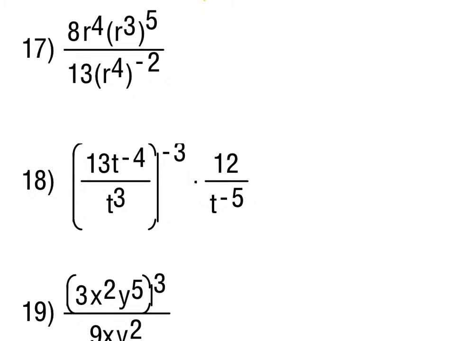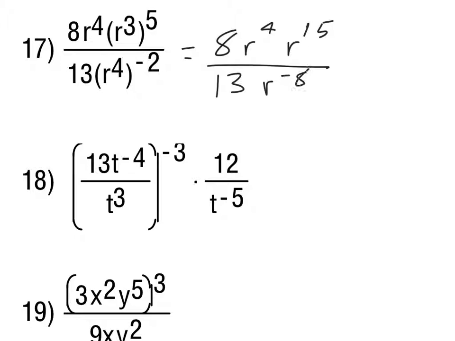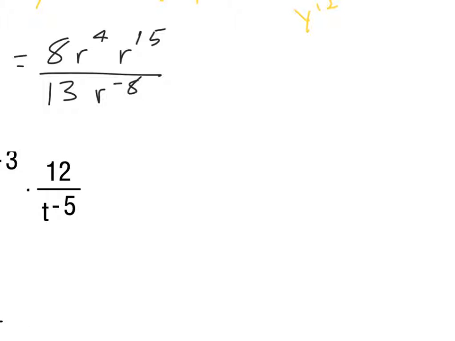For number 17, I would probably look at simplifying, again, just a little bit at a time here. Probably just leave the 8r to the 4th alone for now. Simplify the r to the 3rd to the 5th as r to the 15th. And then the 13 is going to stay for a minute here, and then multiply the 4 and negative 2 to get r to the negative 8th power. With that, the 8 and 13 won't reduce, so those are really just going to stay the same the rest of the way here. The r to the 8th could come up.